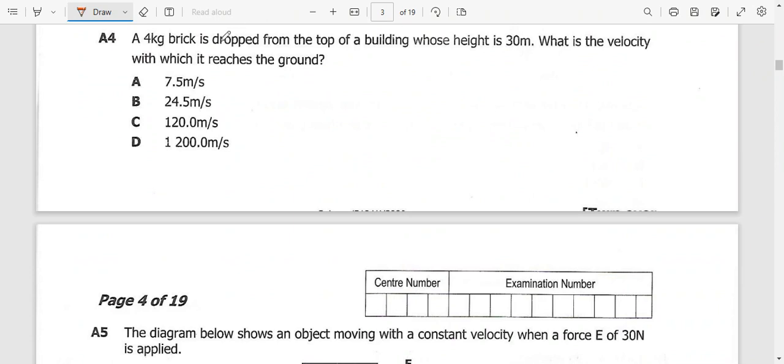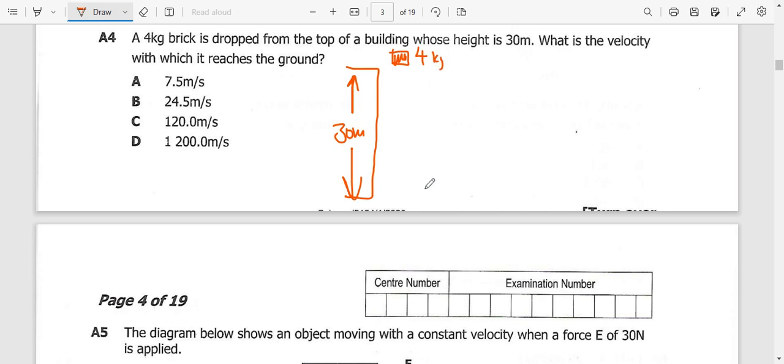Okay, so question 4. A 4 kg brick is dropped from the top of a building whose height is 30 meters. What is the velocity with which it reaches the ground? So what you have is this. This building is 30 meters. And then you drop a brick. Let me make a brick. You drop a brick from this height, which has got a mass of 4 kg. Now I want to find what velocity it is going to hit the ground with.